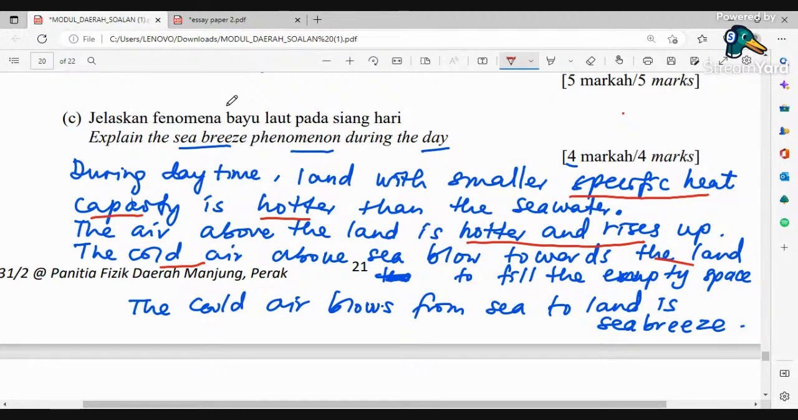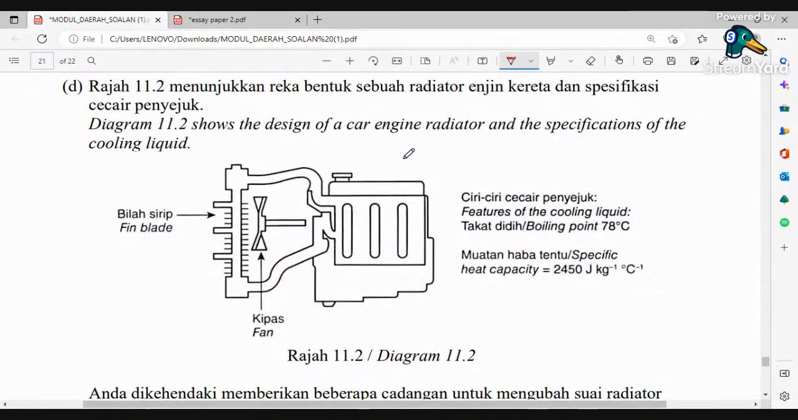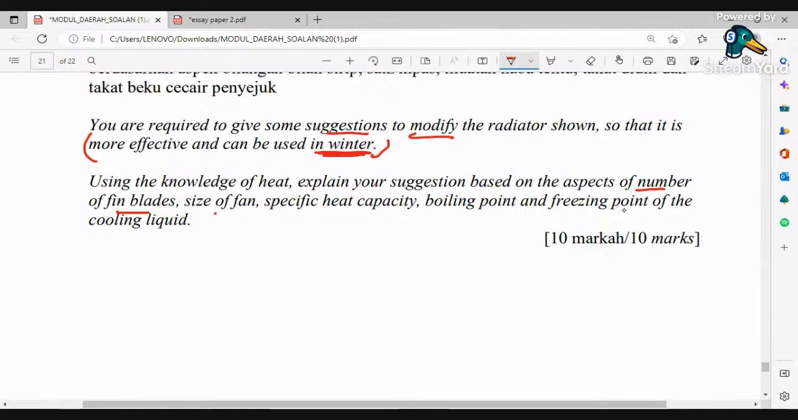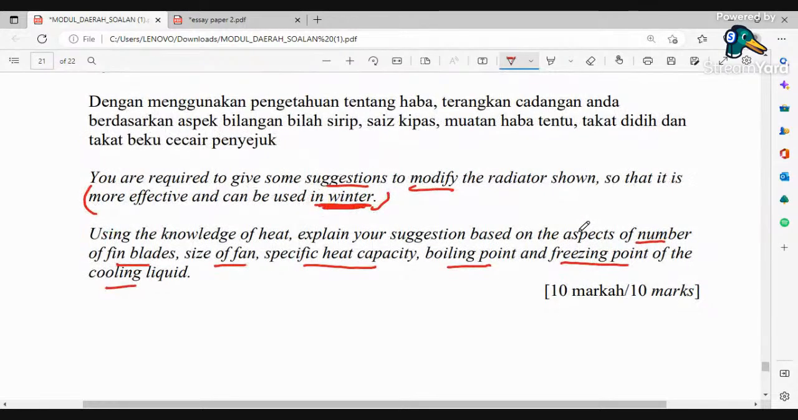Okay, part D. Okay, if you want to read for longer time, for longer period for this part, you can pause the video. I will continue part D. Okay, diagram 11.2 shows design of car engine radiator, specification of the cooling liquid. Okay, you are required to give some suggestion to modify. Suggest modification more effective can be used in winter, musim sejuk. Okay, aspect given. Number of fin blades, size of fan, specific heat capacity, boiling point, freezing point of the cooling liquid. Okay, so kita diberikan semua aspek. Okay, untuk ini kena tahu purpose dia winter. Used during winter.